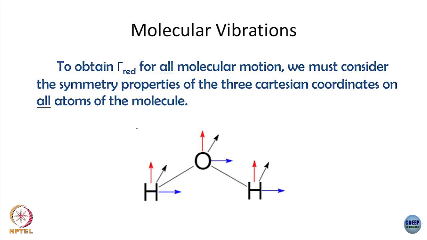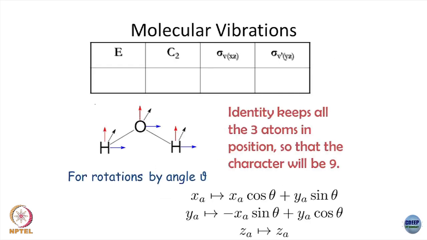and we need to work out the characters for the reducible representation, which can account for all the molecular motions. Okay. So, we did this tensor product of states and so on, we do not need to really do that. What we have to remember is, if you do an identity operation on this molecule, each atom remains in its own place, right. So, you will have a character for each atom, and if you add up all the 9 degrees of freedom, you will get the character associated with the identity element to be 9. Okay? So, that is what you will get.